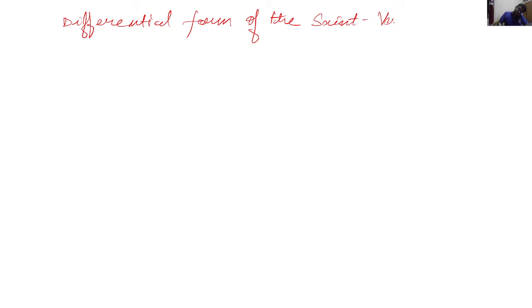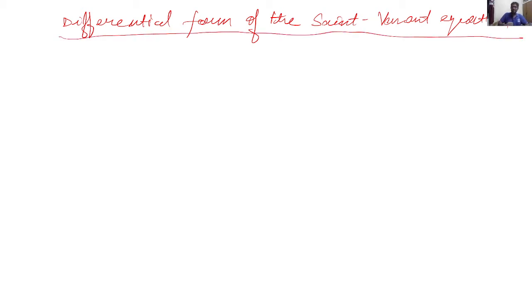Now let's see what is the differential form of the Saint Venant equation. You may be wondering why I am so curious about this equation. Because this happens to be the most fundamental equation for open channel flow, and you can ideally derive every expression related to open channel flow through this equation, the Saint Venant equation.